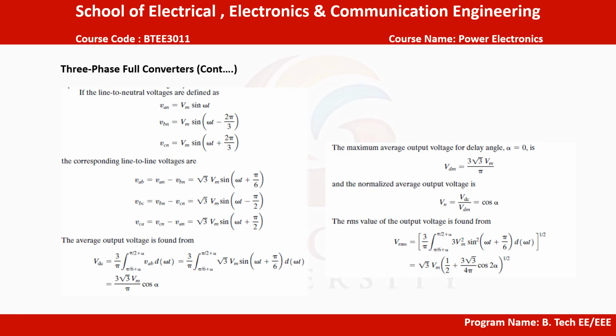If the line to neutral voltages are defined as VAN, VBN and VCN, the corresponding line to line voltages are calculated as VAB, VBC, VCA. The average output voltage is found as VDC equal to 3 root 3 Vm upon pi cos alpha. The maximum average output voltage for delay angle alpha equal to 0 is VDM, that is equal to 3 root 3 Vm upon pi, and the normalized average output voltage is Vn equal to VDC upon VDM, that is equal to cos alpha. The RMS value of the output voltage is found as Vrms equal to root 3 Vm times the square root of (1 upon 2 plus 3 root 3 upon 4 pi cos 2 alpha).